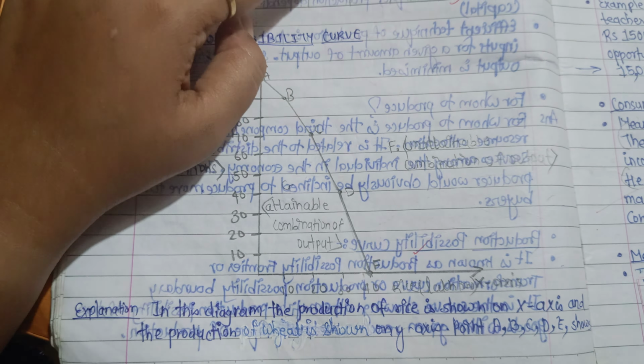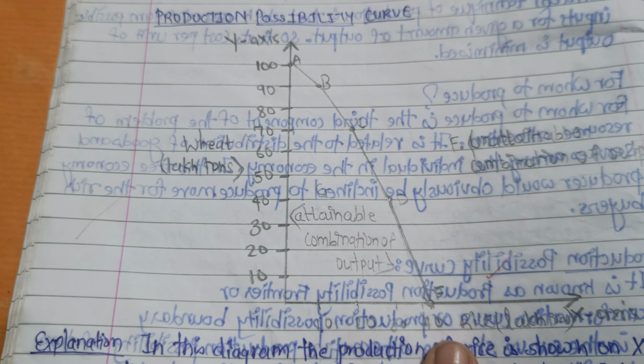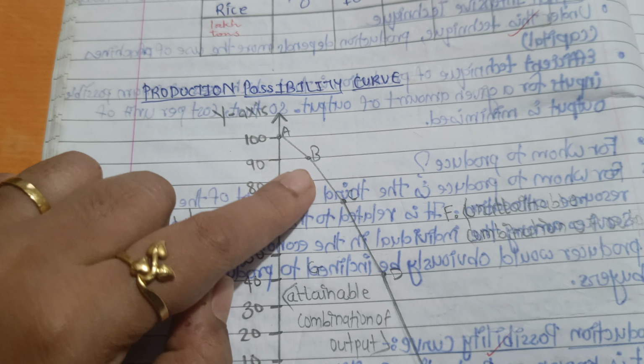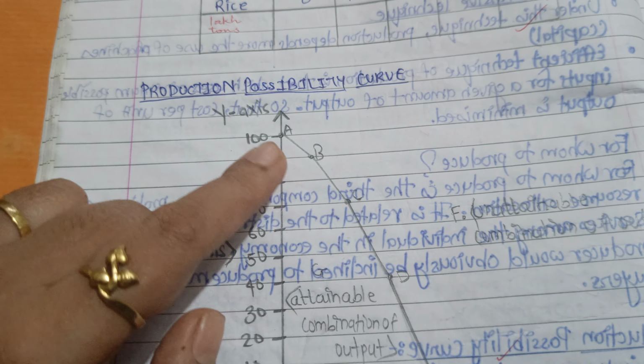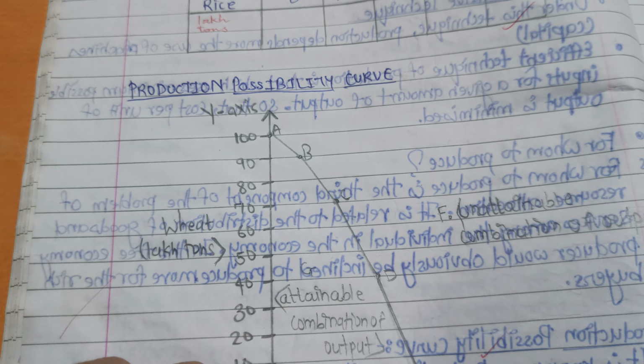Now, when you are explaining the diagram, explain whatever is given in the diagram. So, I'll give the explanation. It seems simple to you, you can write like this. In the above diagram, the y-axis measures wheat in lakh tons and the x-axis measures rice in lakh tons. We have production possibilities shown A, B, C, D, and E.